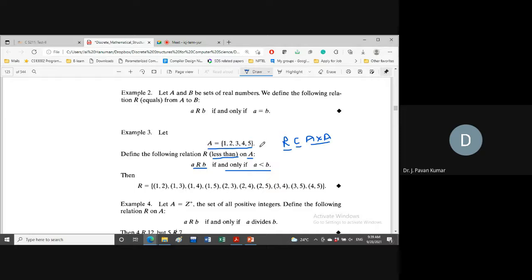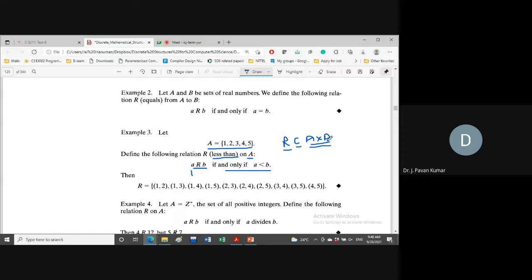Consider A is equal to {1, 2, 3, 4, 5}. Then (1, 5): can we satisfy it here? 1 is less than 5, so (1, 5) will be part of the relation. Next, (4, 5) also will be part of the relation, because 4 is less than 5. Now (5, 3) is not part of this relation. Why? Because for (5, 3), the condition to be satisfied is 5 less than 3, which is false. So (5, 3) will not be part of this relation, although it is part of A cross A.